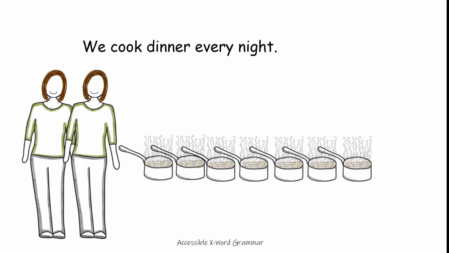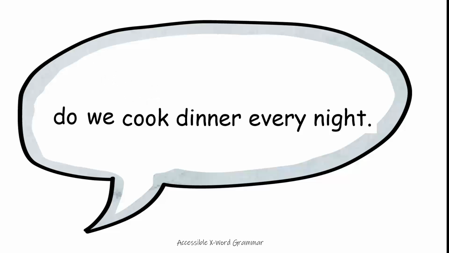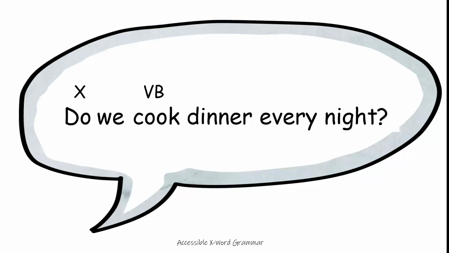We cook dinner every night. This is the simple present. It is talking about a habit. Cook is a VxO. We can't see an X word because the X word, do, is hidden. To make a question, do comes out of hiding and goes in front of the subject. Do we cook dinner every night? The VxO leaves a base form in its place. Do you remember that do, does, and did always match with a VB?